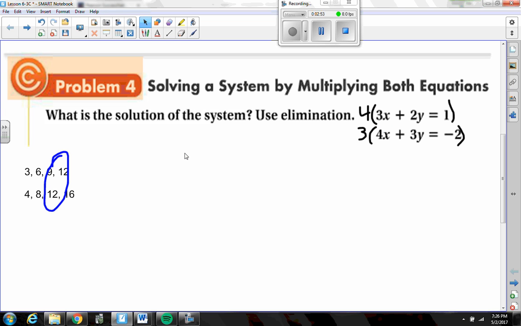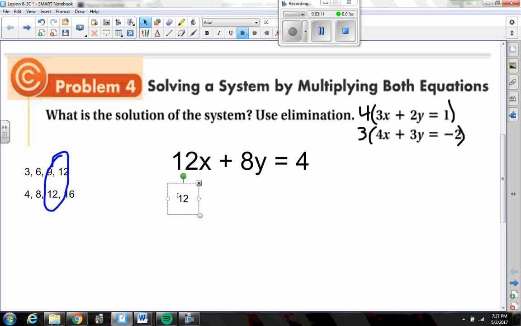When I multiply both of these equations, here's what I get. The top equation becomes 12x plus 4 times 2 makes 8y equals, on the other side, 4 times 1 makes 4. So I have this equation in my top equation. My bottom equation, 3 times 4 makes 12x plus 3 times 3 makes 9y, and that's equal to 3 times a negative 2, which is a negative 6. So here are my two equations, and now I see that this is something I can solve by elimination.